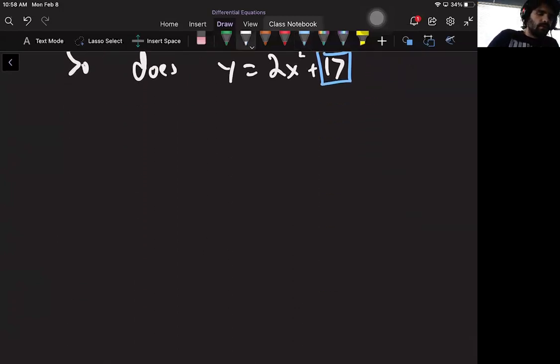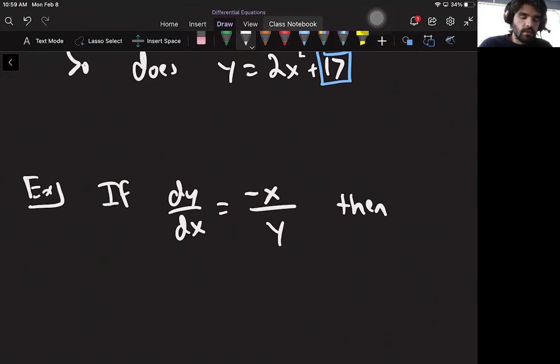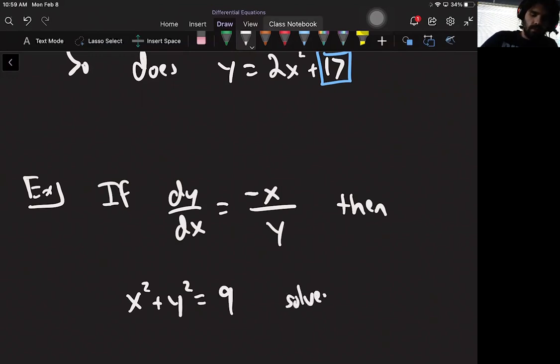So another example, coming from what we just did, if I know that the derivative of y with respect to x is equal to the variable x divided by y, and it's negative, then I also know some solutions to this differential equation. And that's because I just used implicit differentiation to create this same relationship.